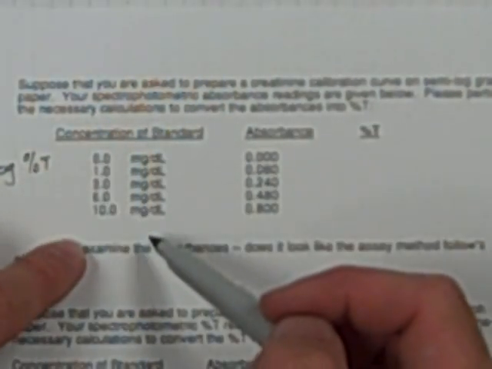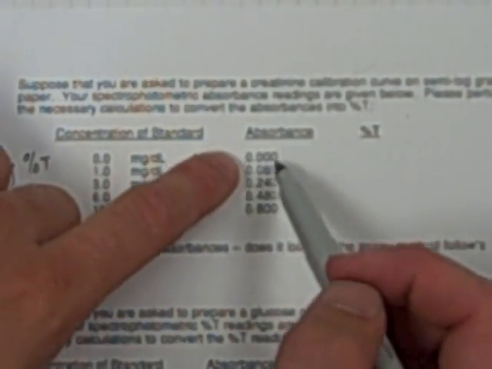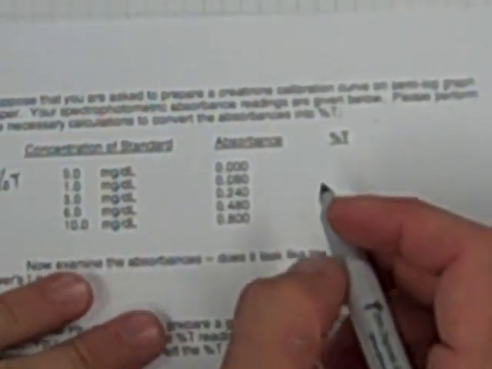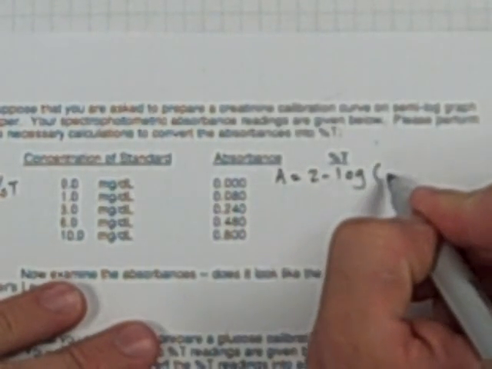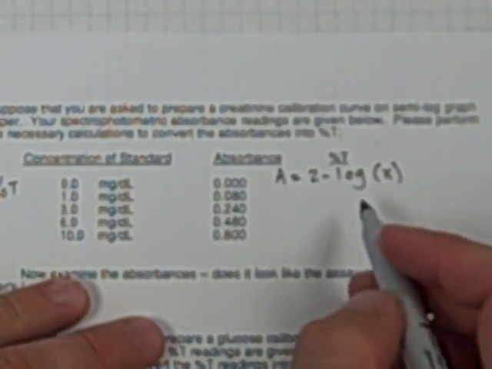So let's go ahead and look at this. This is number 6 from the Beer's law problem set. What I'm given is a set of concentrations for the standards, and then a set of absorbances, and I'm asked to find the percent transmittance. So I'm going to use the equation absorbance equals 2 minus log, and what it's asking for is the percent T, so I can put an X in for that.